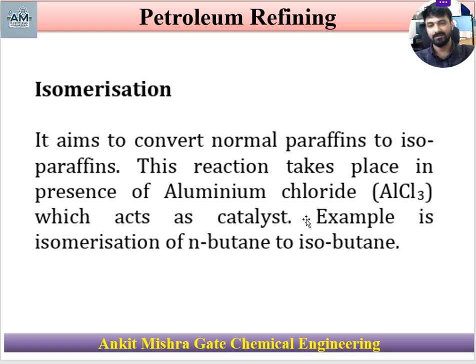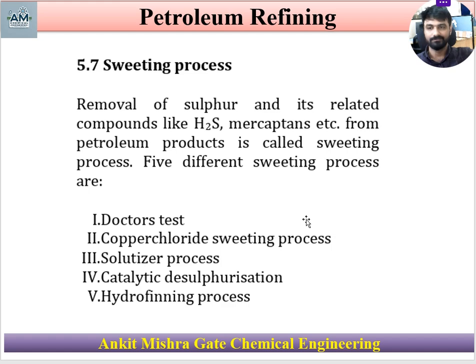Coming to isomerization, the aim is to convert normal paraffin into isoparaffin, because the octane number of isoparaffin will be more compared to the normal, right? So we are isomerizing, and the catalyst used in this process is AlCl3, aluminum trichloride. Once you isomerize n-butane into isobutane, it will increase the octane number.